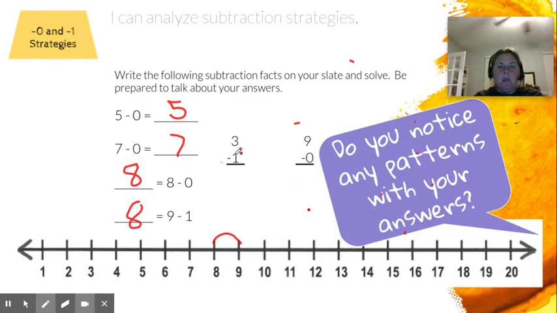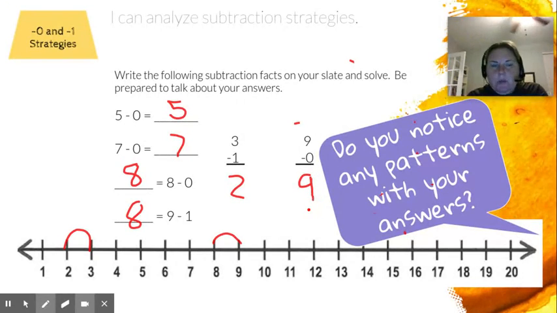All right, now we're going to start at 3. 3 minus 1, 2. Good. You guys are getting good at these. And 9 minus 0, we're going to start at 9, and we're not going to move. So our answer is what? 9. Yep. Do you notice any patterns with your answers? Look at the zeros. When you subtract 0, the answer is the same. When you subtract 1, you just go back 1.